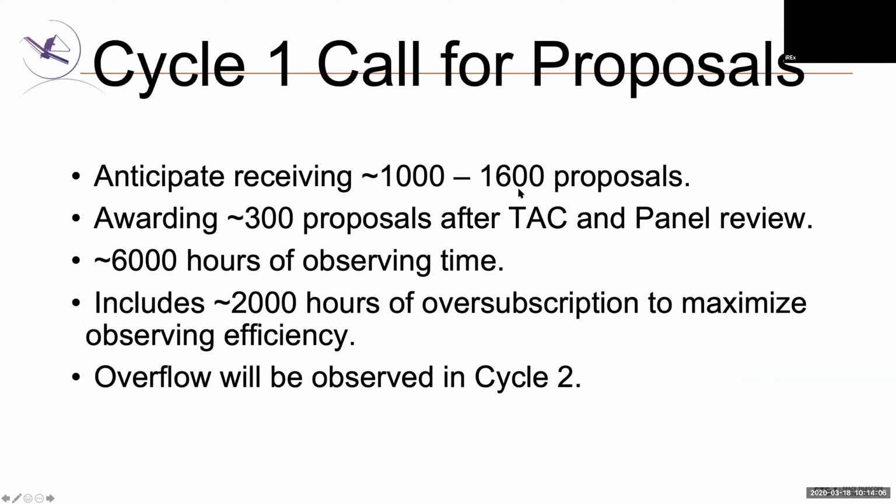So SpaceTel anticipates receiving well over 1,000 proposals. It's expected to award about 300 successful proposals after TAC and panel review for a total of about 6,000 hours of observing time. That includes about 2,000 hours of oversubscription to maximize the observing efficiency and fill gaps between observations. And so this 2,000 extra hours in principle will overflow to cycle 2 if they're not observed in cycle 1.